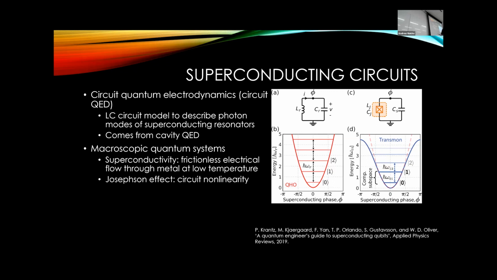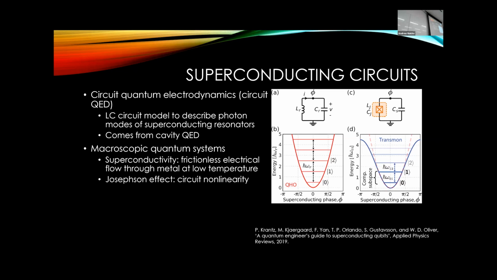Superconducting circuits are categorized as macroscopic quantum systems, and they have two main properties. One is superconductivity, as in the name, where you have frictionless electrical current flow at cryogenic temperatures. These temperatures are usually on the order of 2 Kelvin or below, so really, really cold. And then they also exhibit the Josephson effect, which is where you see circuit nonlinearity.